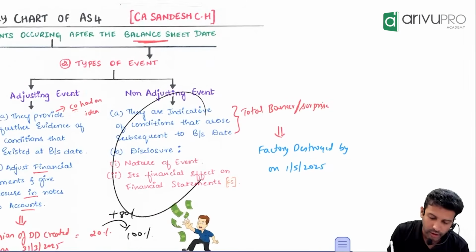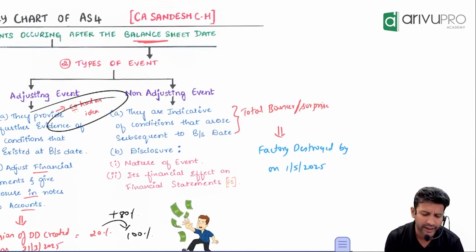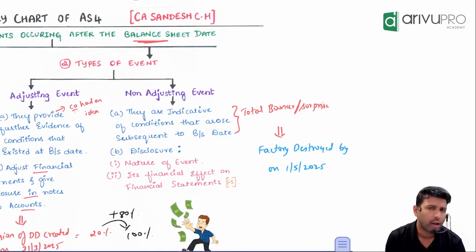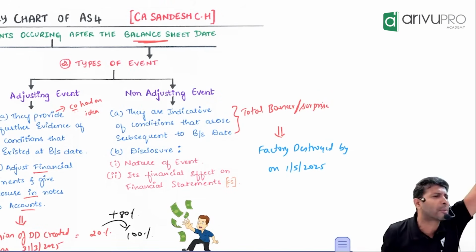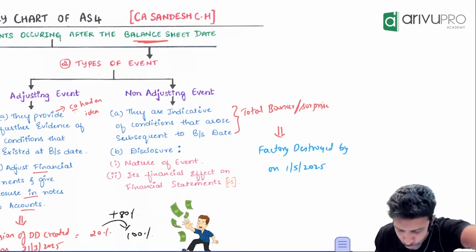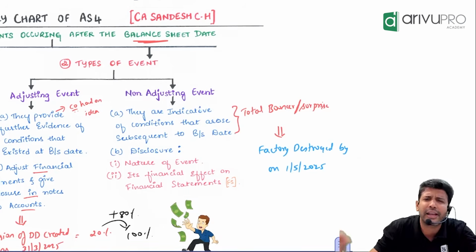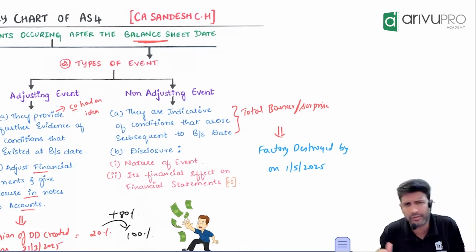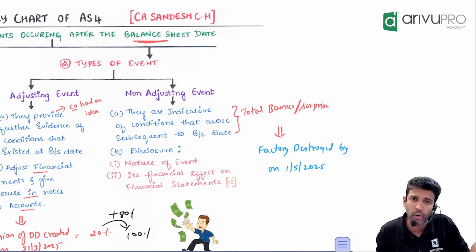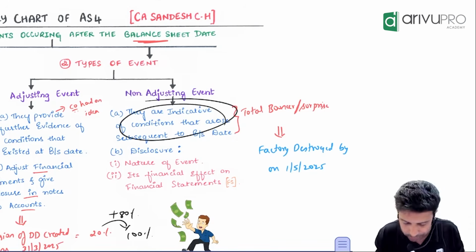Next is the non-adjusting event. A non-adjusting event means the company had no idea. Like our classes, a full surprise, nothing understood. If it is a full surprise, we call it a non-adjusting event. Suddenly it came, we had no clue. Or if you want the definition, non-adjusting events as per AS 4 are indicative of conditions that arose subsequent to the balance sheet date.